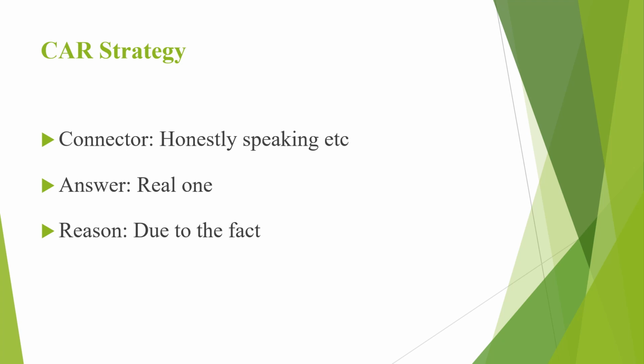It could be the real one. Amend your answer in a way that the examiner believes that this is the real answer, instead of a fabricated one. So you need to present your answer in that way. R stands for reason, due to the fact. You can mention the reason in this way. For the CAR strategy, whenever you are answering a question, first you need to mention the connector, then your actual answer, whether you like that thing or not, then the reason why you like or dislike that thing. This is the CAR strategy which you are supposed to follow in answering the questions of the speaking skills test, and you can follow it in any section of the test.